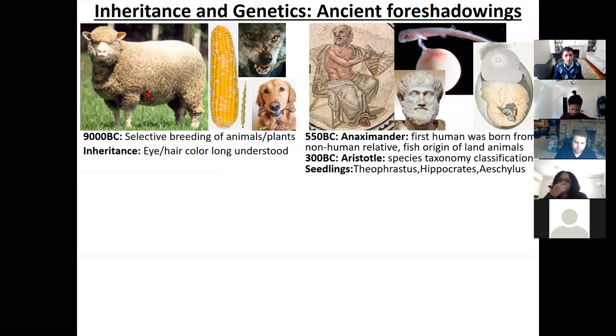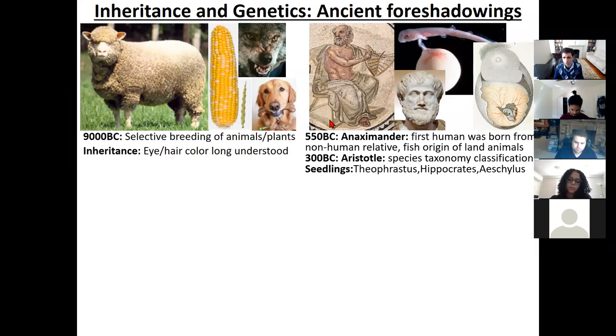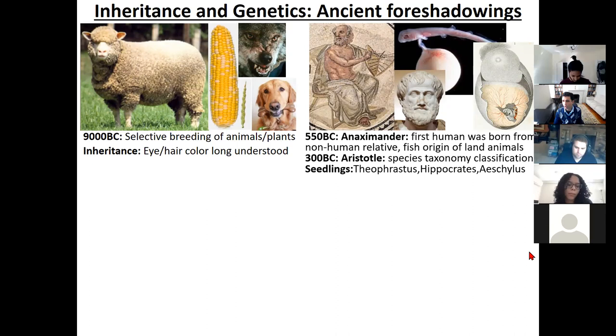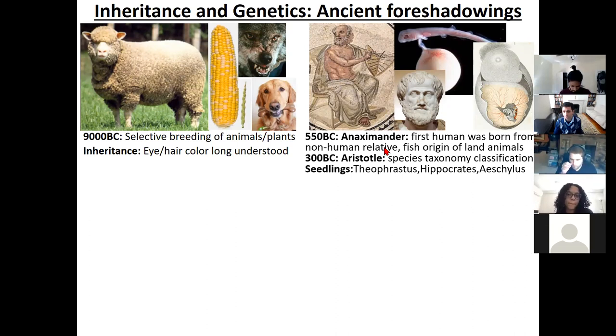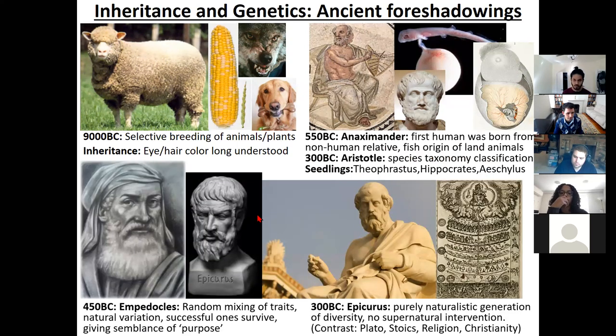So these stories date back to ancient times. And even from ancient Greece, basically, there were a lot of theories that have somehow polluted modern evolutionary theory. If you look at Anaximander, he would argue that the first human was in fact born from a non-human relative, and that there was probably a fish origin of the land animals. In 300 BC, Aristotle was basically the first to create a taxonomy of the species and a classification. And you know, a lot of other philosophers were basically arguing about seedlings.